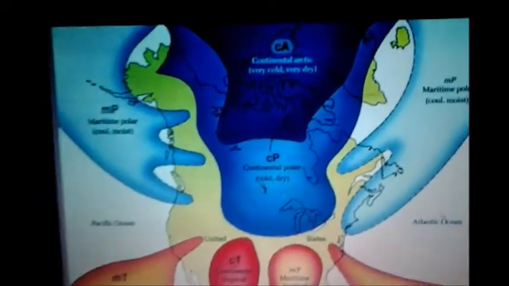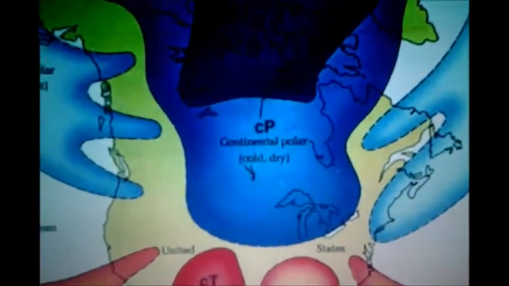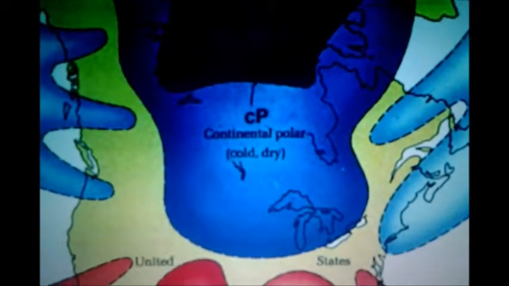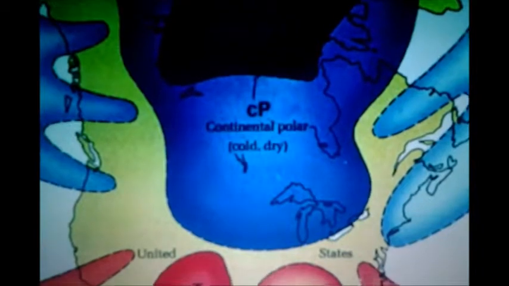Up next would be the continental polar. It is the big blue one in the middle, the lighter blue, not the darker blue. It's cold and dry. Continental polar air masses are between 40 and 60 degree latitudes. They have very little moisture, and they are called polar latitudes not because they are near the poles, but because they are cold and dry like polar areas.